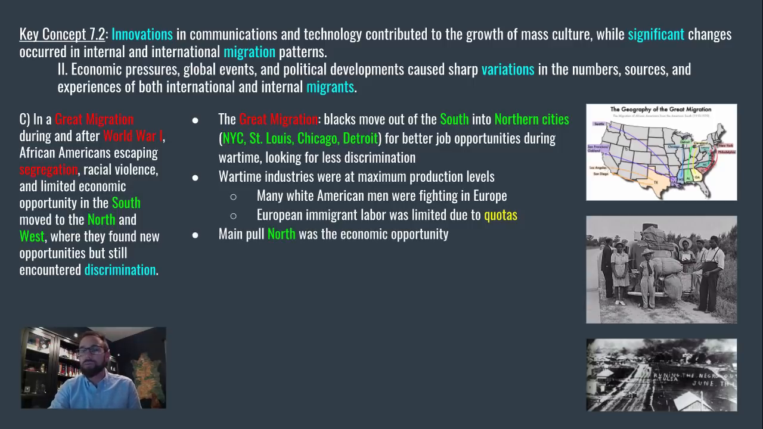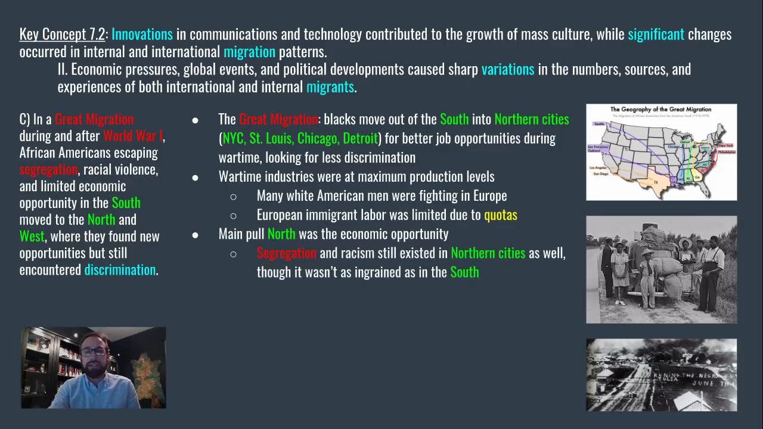Okay? The main pull for them was the North had economic opportunity, and like I said, segregation and racism were still in those northern cities, but it wasn't as ingrained as it was in the South. So what that means is that Jim Crow, this era in the South, was sort of this legal and extra-legal system by which African Americans were subjugated. So there were laws put into place that prevented them from exercising their rights or from having the same opportunities, but there was a social system that also legitimized white supremacy. When we look up into the North, it's not so much those legal systems that are holding them back, but endemic racism was still going on that would prevent social integration.